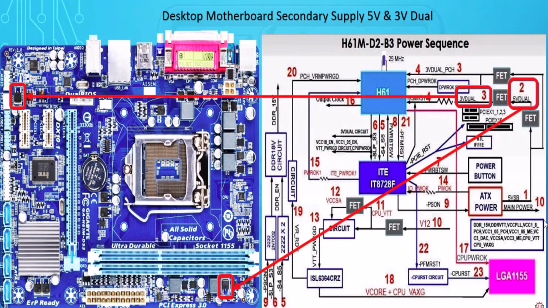If you have 5 VSB but no RSMRST, the CO might be faulty. If you have power but no CPU_reset, your VRM or clock generator could be the culprit.